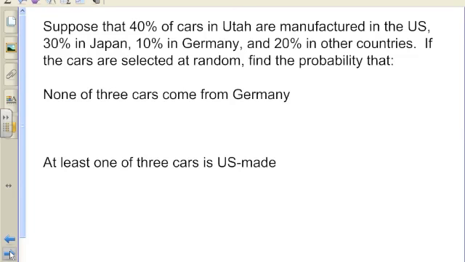So the first question says, none of 3 cars come from Germany. Something that I like to do when we get into multiple cars is I draw myself a little picture.